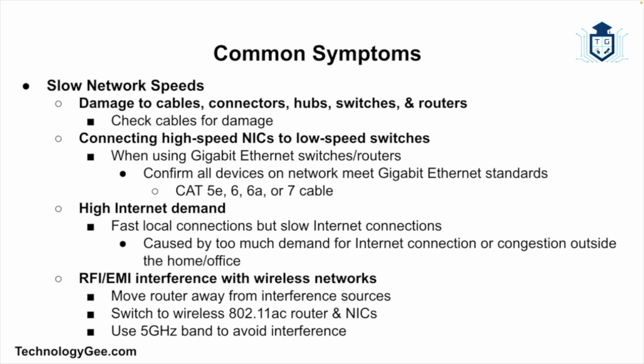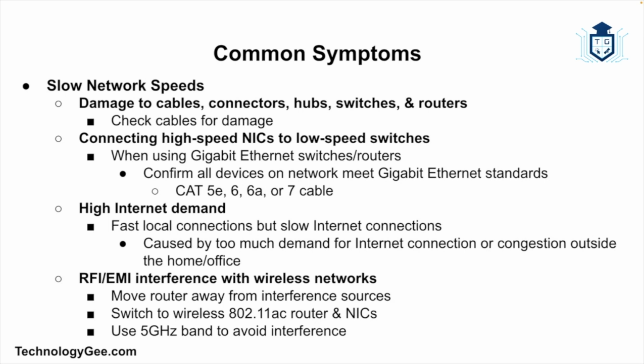Slow network speeds. Significant drops in network performance and slow transfer speeds can be traced to a variety of causes. The first one could be damage to cables, connectors, hubs, switches, and routers. If that's the case, you want to check the cables for damage. It could be connecting high-speed NICs to low-speed switches. So when using gigabit Ethernet switches and routers, you want to confirm that all devices on the network, such as the switches, routers, cables, and NICs, meet the gigabit Ethernet standards, such as Cat5e, 6, 6A, or 7 cables, and that they are configured to use gigabit Ethernet.